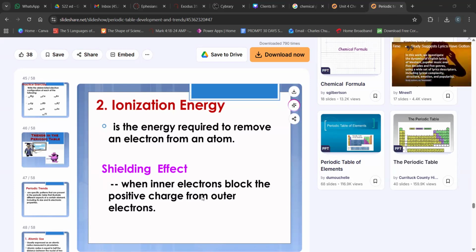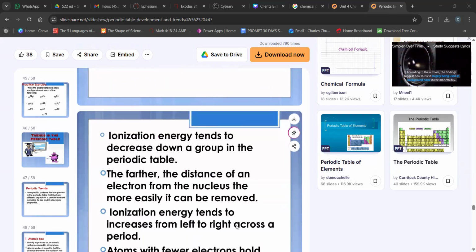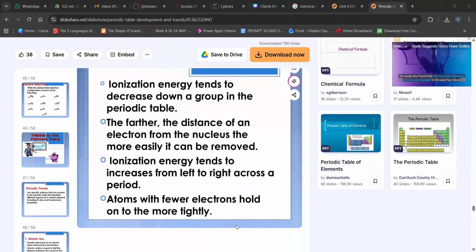Did you get that? Yeah. Okay, so that's what we should expect. The ionization energy will increase. So ionization energy, you can even see it there. Look at the third point. Ionization energy tends to increase from left to right across a period.